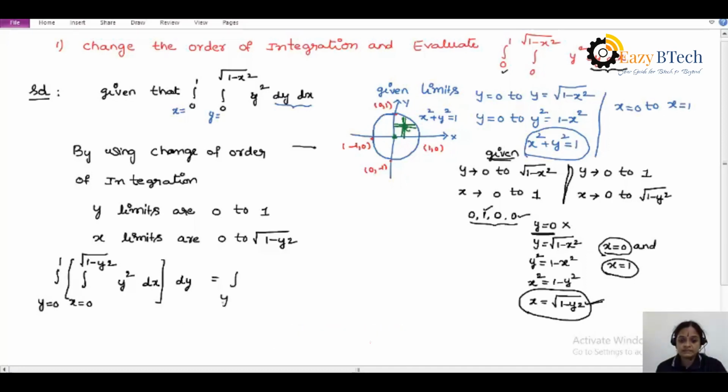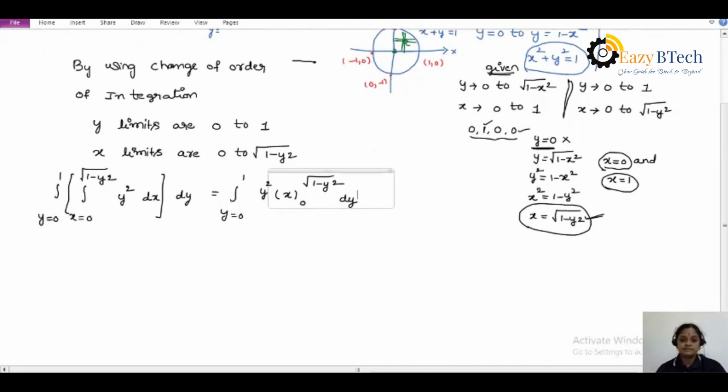Now doing the integration, y is equal to 0 to 1. y square is common because we are integrating with respect to x here, and 1 will be there. For 1 the integration is x, 0 to root of 1 minus y square, dy. Now doing the integration of this after substituting the upper limit minus lower limit, students. Now I am substituting limits here. Integral y is equal to 0 to 1 of y square root of 1 minus y square dy.